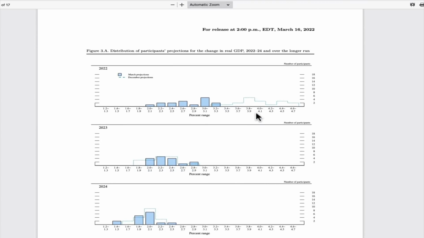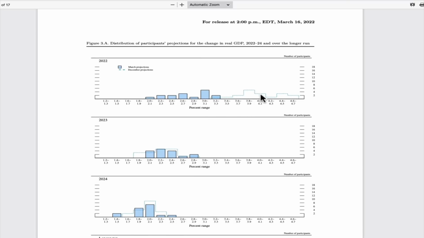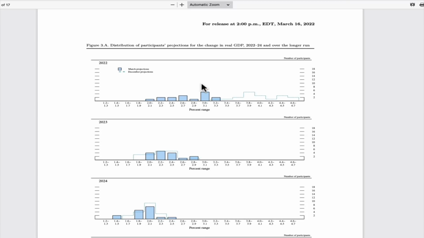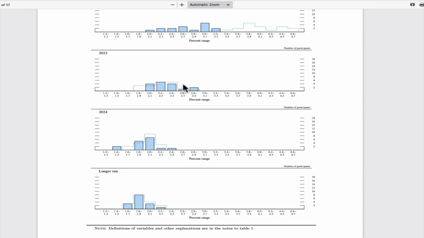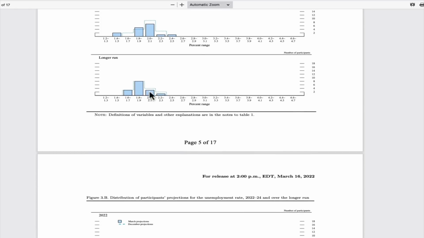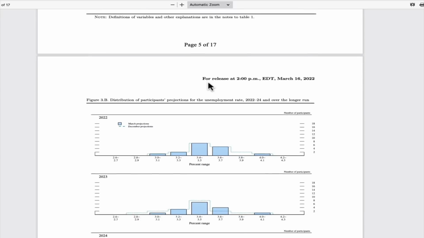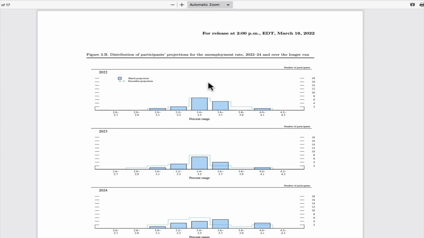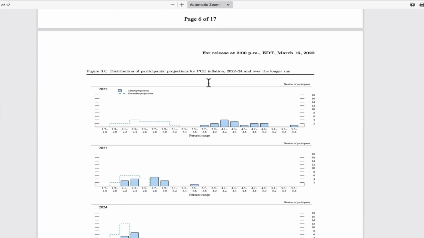And again, if you keep going, this is distribution of participants' projections for the change in real GDP. This little dotted line over here is the range of where the participants thought real GDP would be. Now it's over here. So you can see that the whole range has shifted downwards. It's not just 1 or 2 that got really bearish. The whole range has shifted downwards. 2023, not much change there. Same with 2024, and the longer run, exactly the same. This is the unemployment rate. Nothing really exciting to see here.